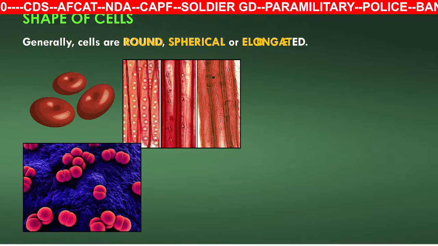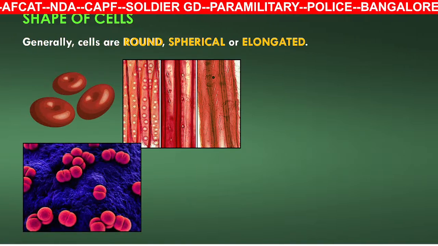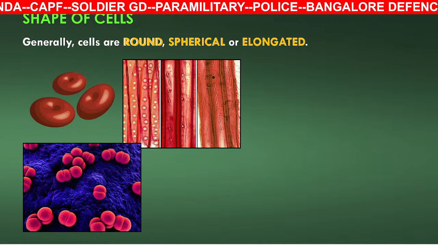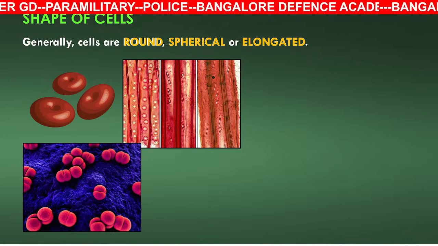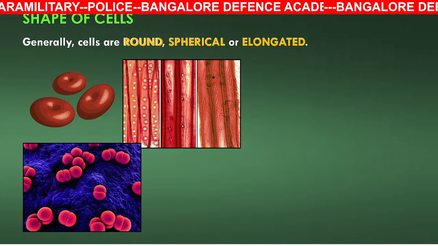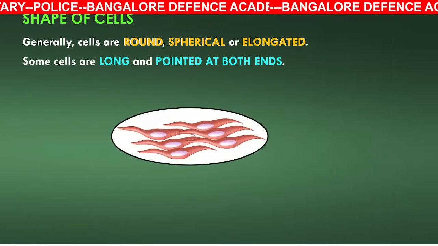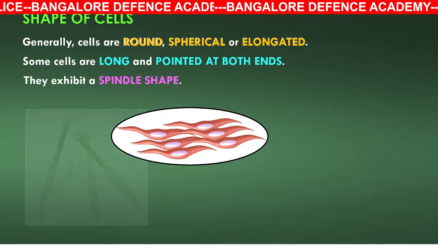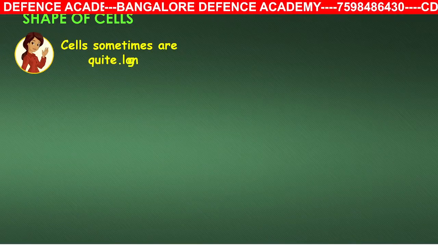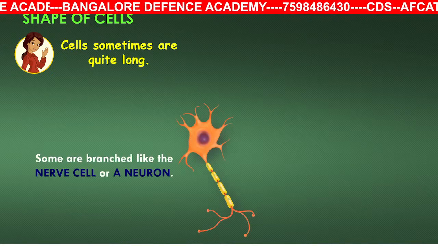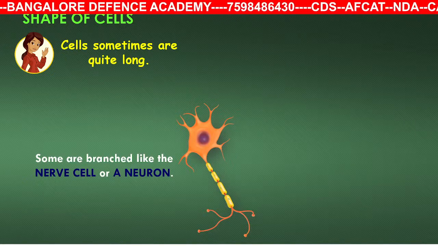Generally cells are round, spherical or elongated. So these are the three varieties of cells. The shape of the cells, generally it will be round, spherical or it will be elongated. Some cells are long and pointed at both ends. They exhibit a spindle shape. Cells sometimes are quite long. Some are branched like nerve cell or neuron.